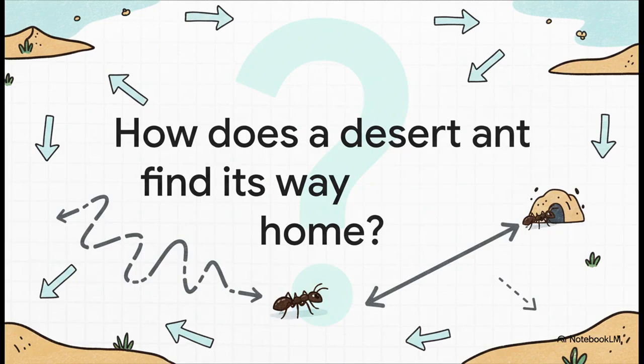Let's see this in action with one of the coolest examples in all of physics. Seriously. A desert ant wanders around on what looks like a completely random, haphazard path. But the second it finds food and needs to go home, it turns and runs in a perfectly straight line right back to its nest. How in the world does it do that? It's doing vector addition in its tiny little brain.